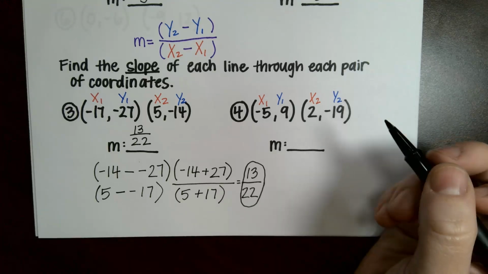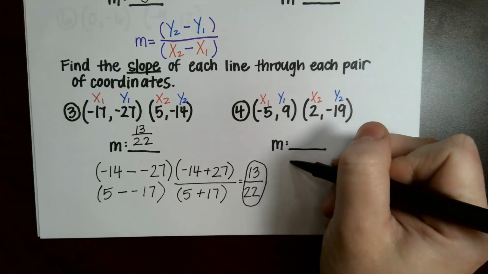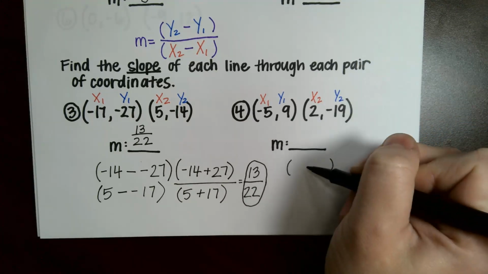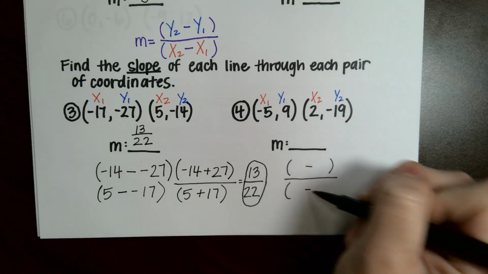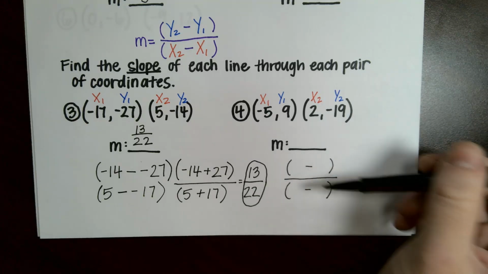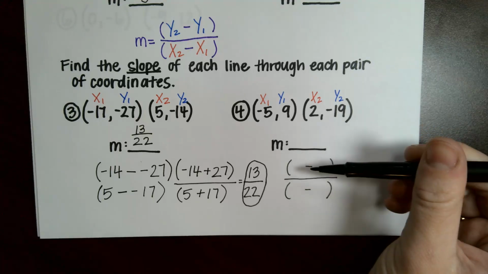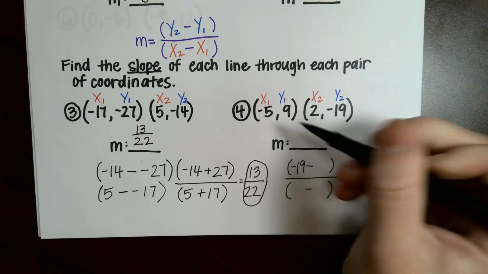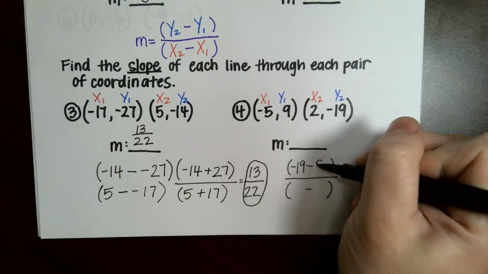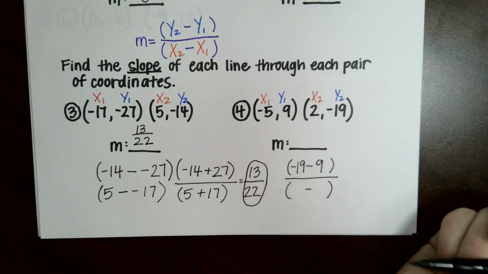Yeah, plug them into the slope formula. So I'm going to write my parentheses out. This time I'm going to go ahead and put my minus sign in there so I don't forget it. All right, what goes in the top parentheses? Negative 19 minus 9. Good. And the bottom parentheses?